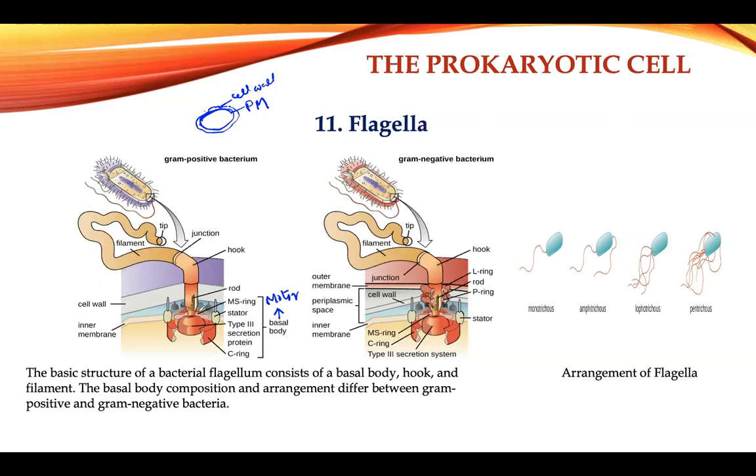Now what happened, this basal body actually helps to move the filament, okay? And by movement of the filament, these prokaryotes move from one place to another place. Now, based on the arrangement of flagella, most of the time they have just one flagellum, but there are different bacteria that have different numbers of flagella.